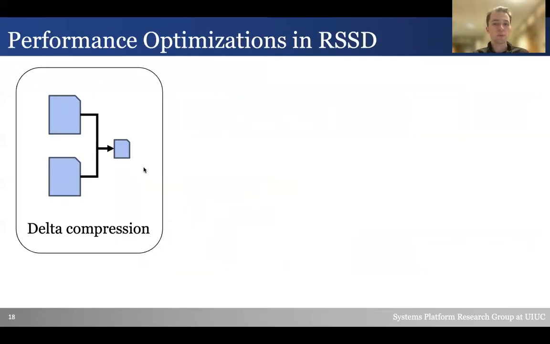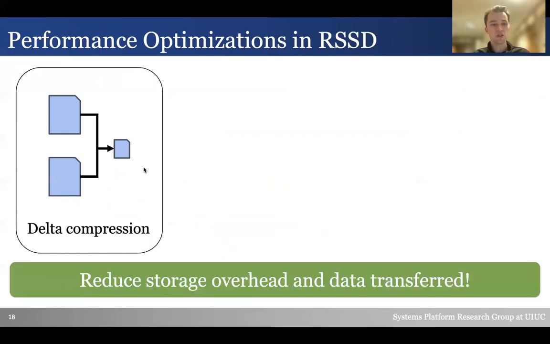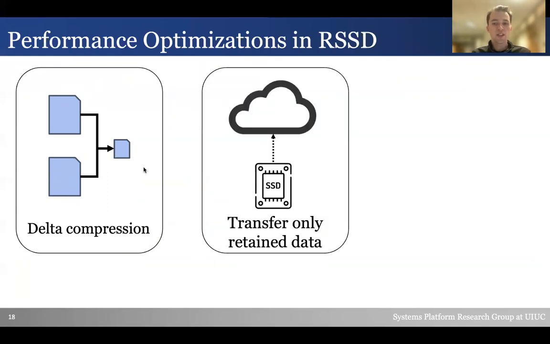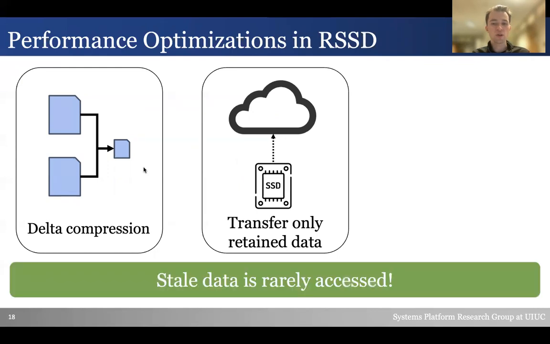Second, we consider the performance optimizations to avoid interference from retained data. First, since page updates are typically quite small, and we naturally retain the old versions of data, we can use these small changes, or deltas, to enable delta compression. This gives us two benefits. First, we can reduce the storage overhead, and second, this reduces the amount of data that we need to transfer over the network. Second, since users rarely access the retained data, there is no need to keep it locally, and for performance, we export it aggressively to remote servers. The transfer of stale data helps free space for the SSD to use for local operations.